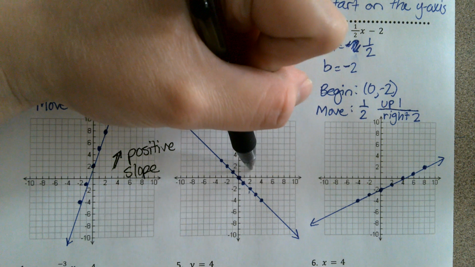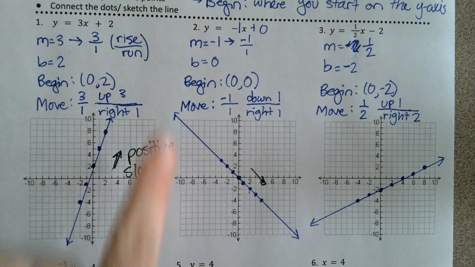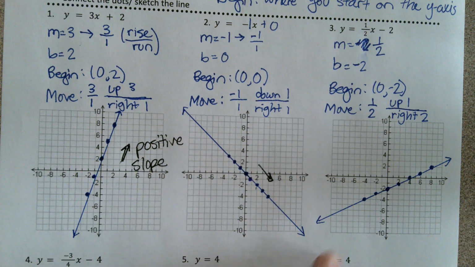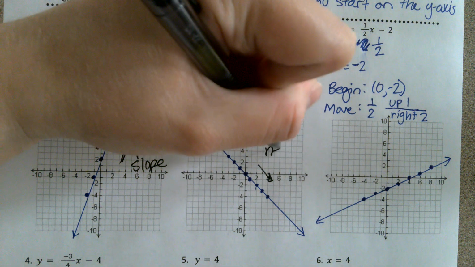Whereas this one over here is moving down as we move to the right. As we move across the graph, it's going down. So that's a negative slope.